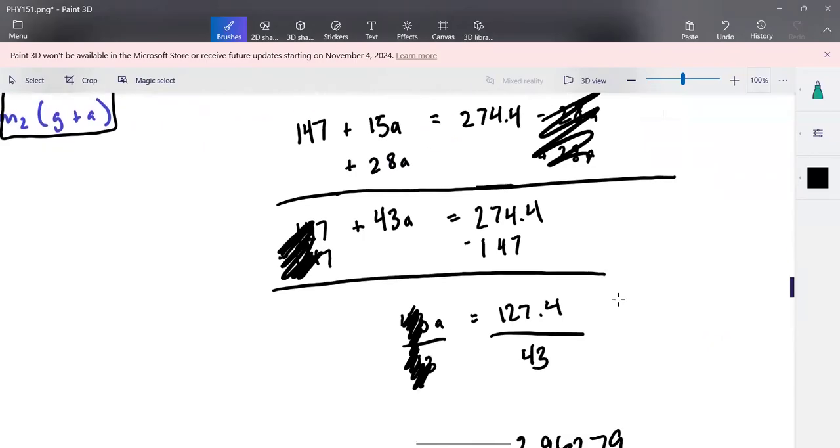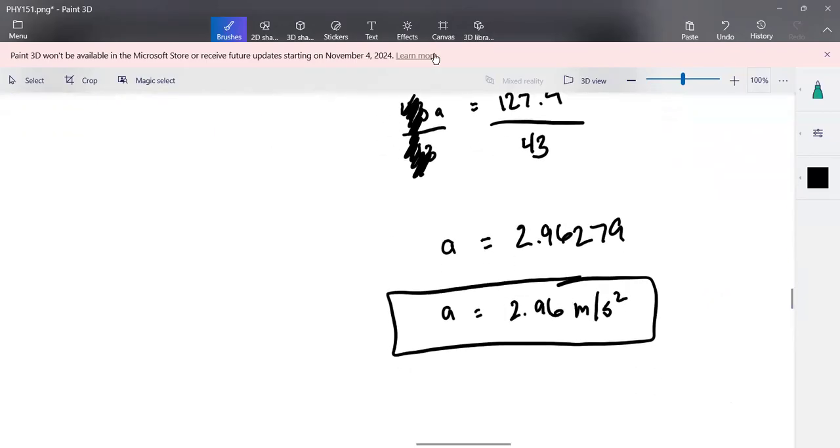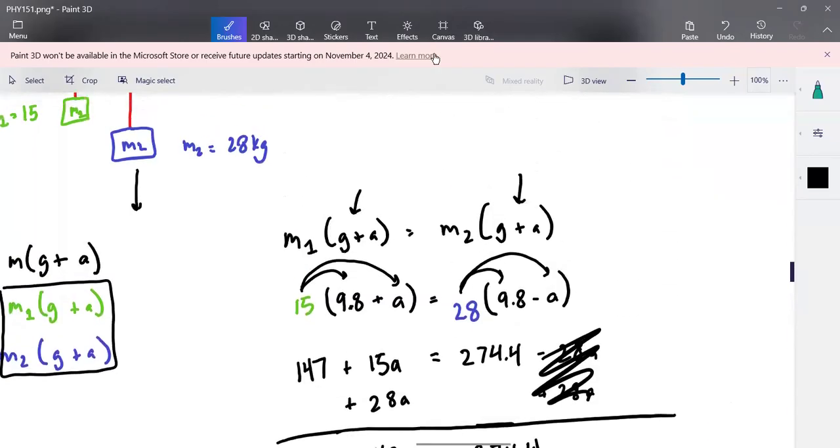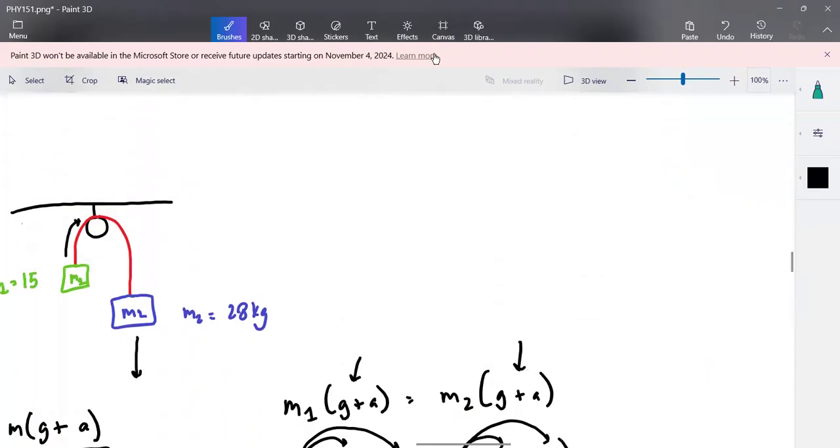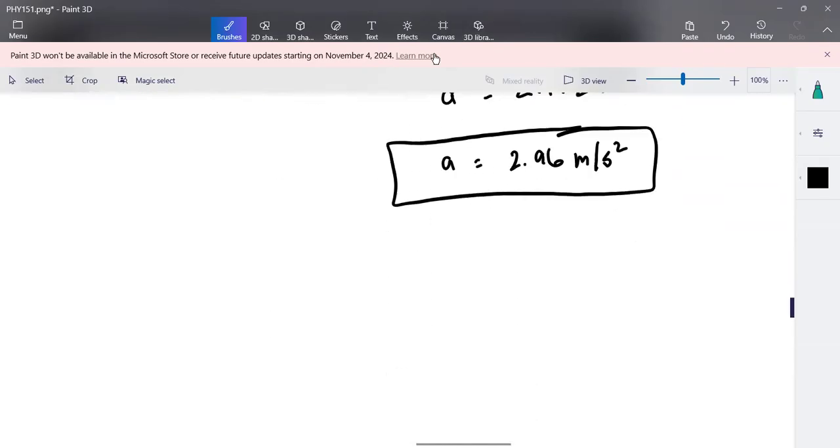But we do now have the acceleration of the system. Beautiful. We now need to find the tension that is in the rope, or the cord, or whatever it is. And we did say the tension was equal throughout. So that should help us a little bit. All right, let me get set up and we will answer the next question.